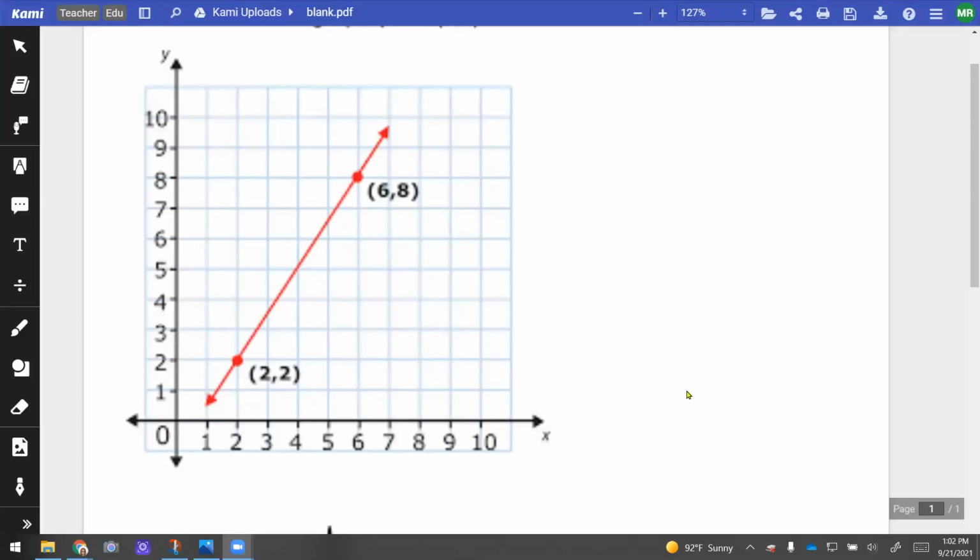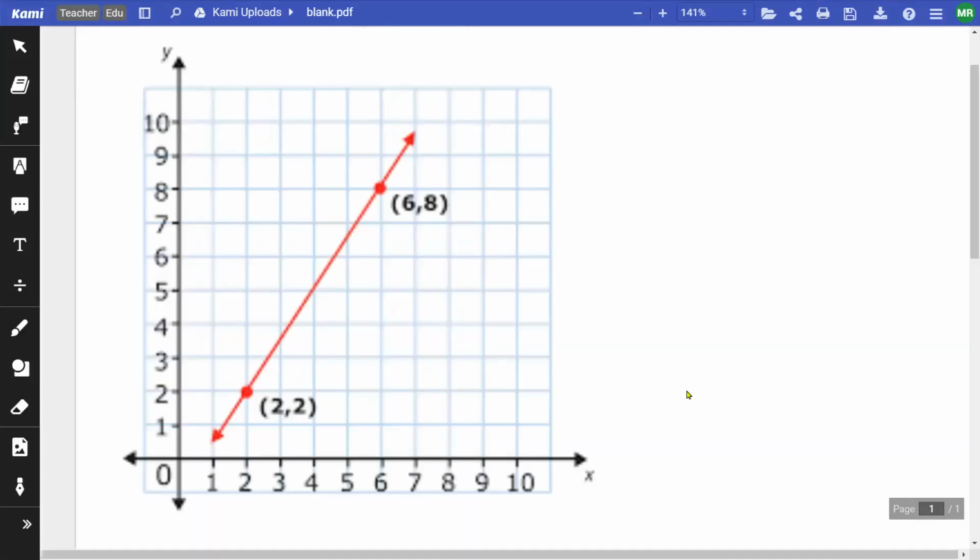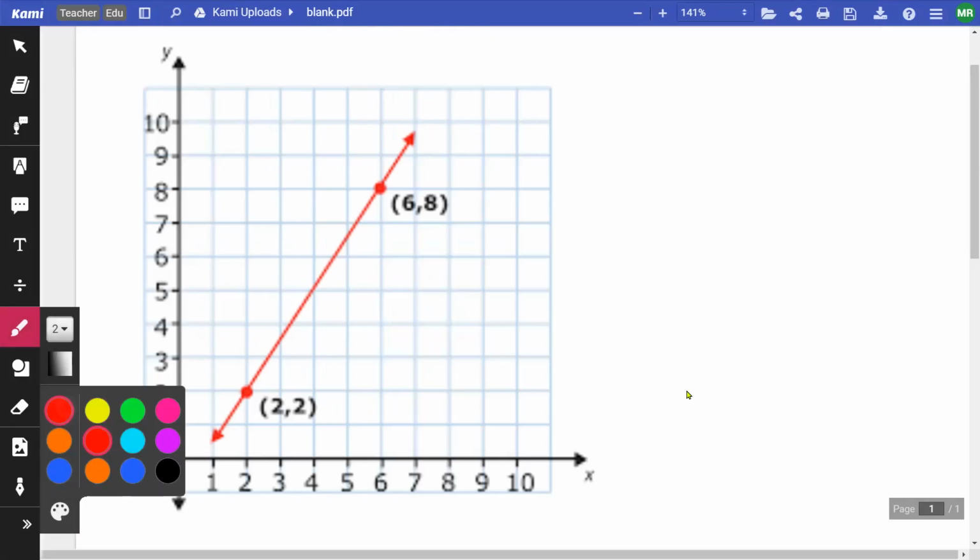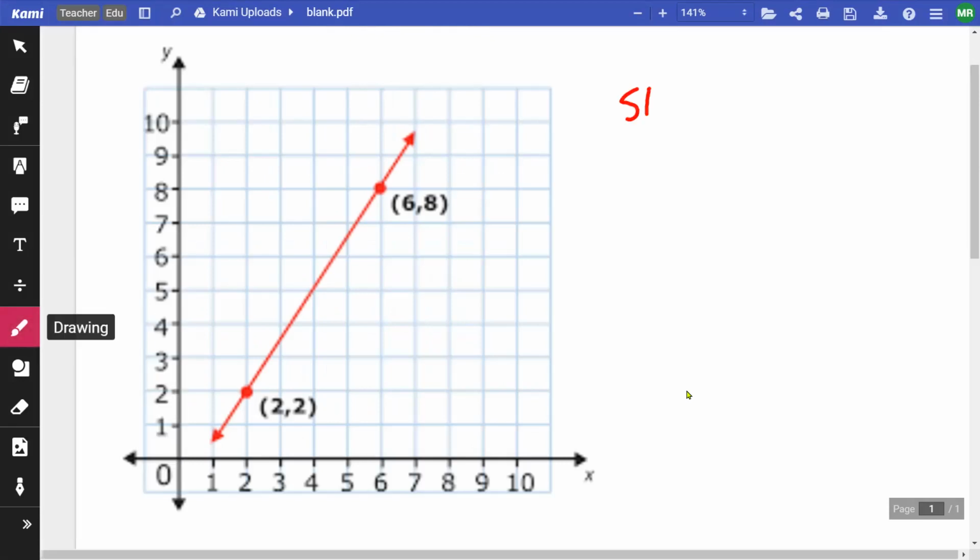So this is a quick little video, just making sure everyone understands how to do slope. So slope is the steepness of the line. And slope is your rise over run.